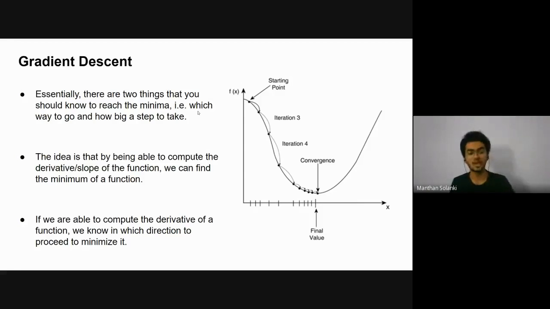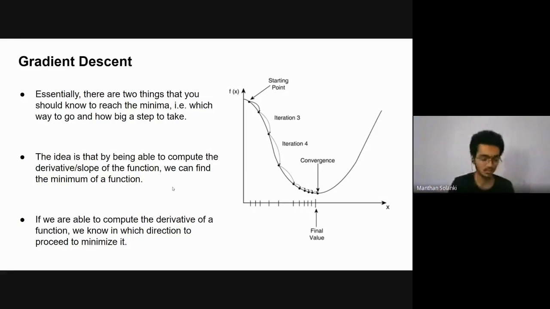Now what is gradient descent? Here I write one thing. The idea is that by being able to compute the derivative and the slope of a function, we can find the minima of the function. So what are we actually doing? Gradient descent is a first-order optimization algorithm, which is dependent on the first-order derivative of the loss function.